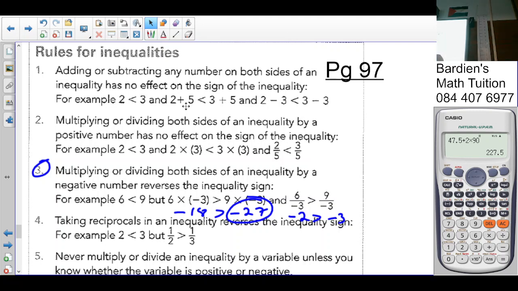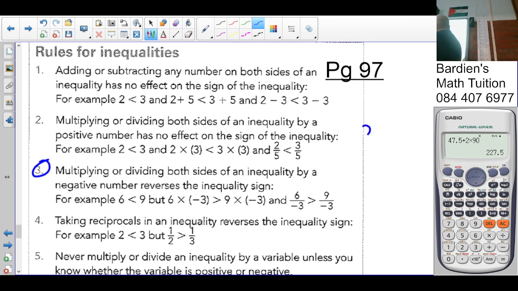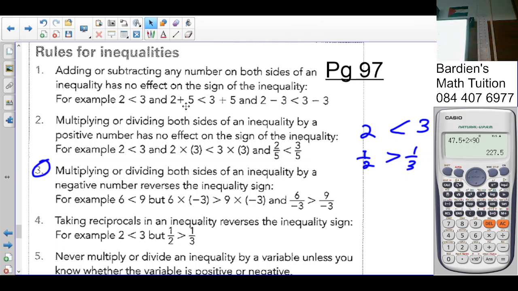The next rule says, taking the reciprocal of an inequality reverses the inequality sign. For example, if you've got 2 is less than 3, if we take the reciprocal, that's just flipping the fraction around, there's 1 over 2, a half is greater than a third. So by taking the reciprocal on either side, it also swaps the inequality around. So that's a note you need to make there.